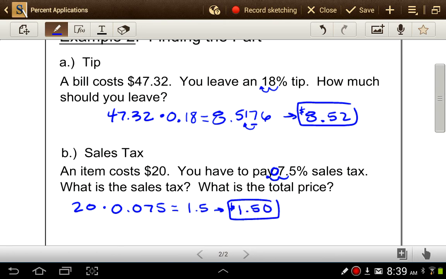Question 2. What is the total price? Well, the item is $20 plus $1.50 in sales tax. Means that my total price is $21.50. 2 questions, 2 answers. Okay? If you need to pause, go ahead. Otherwise, I'll move on to my next section.